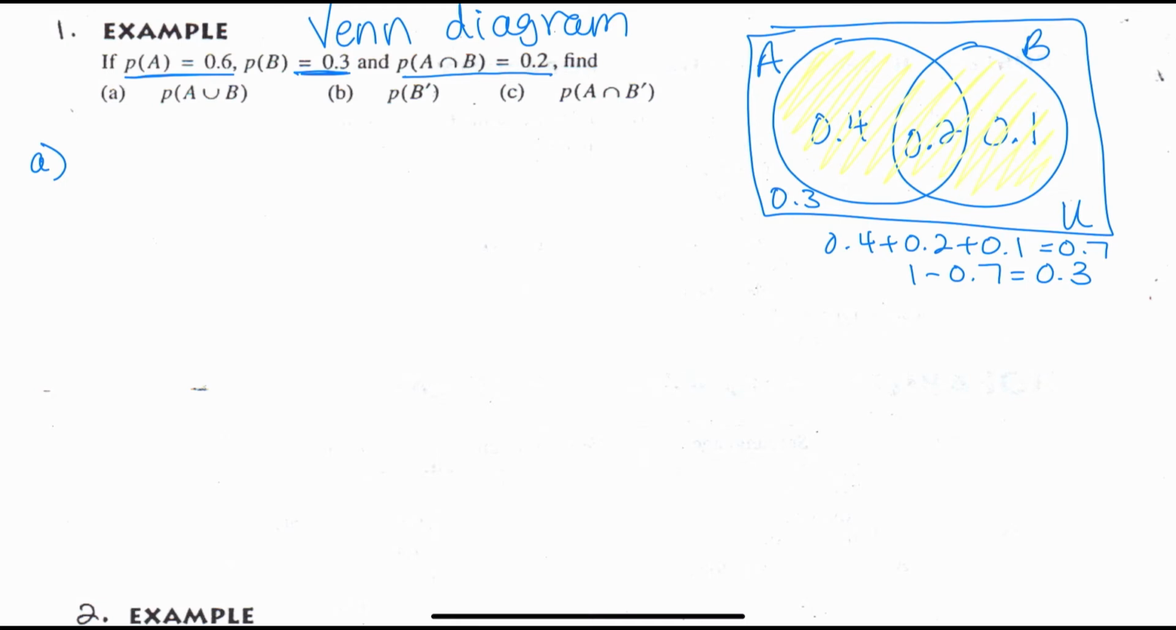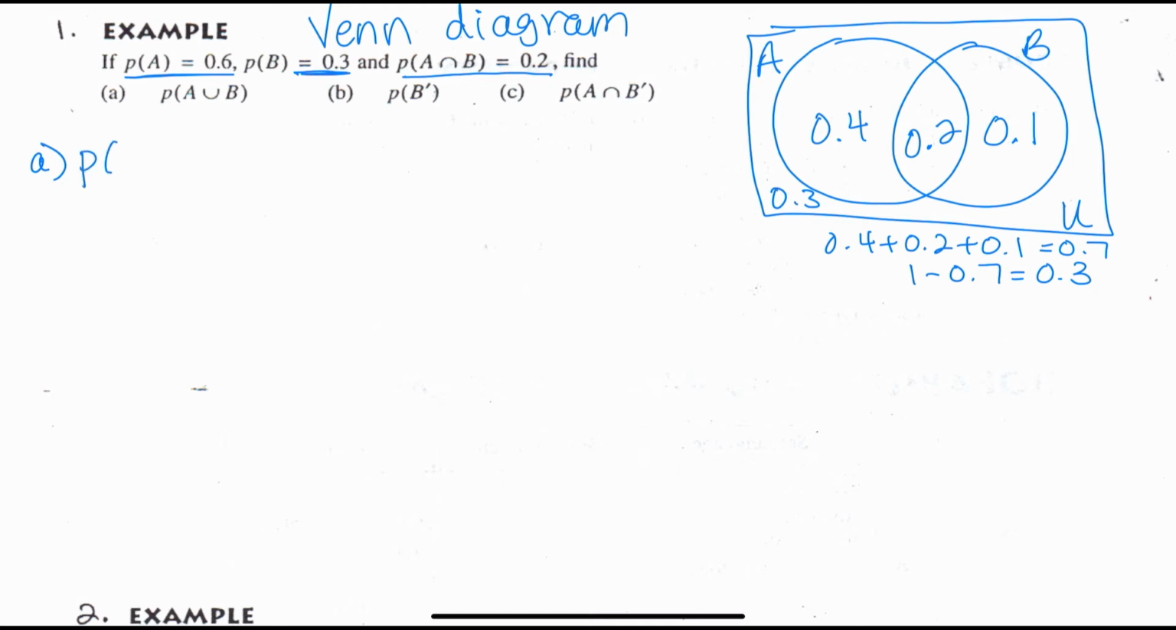And because it's the shading of all of A, all of B, I can add it all together, 0.4 plus 0.2 plus 0.1, and I know the answer is 0.7. There's also what I like to call the math way to be able to do these problems, and that's using the addition rule for probability.